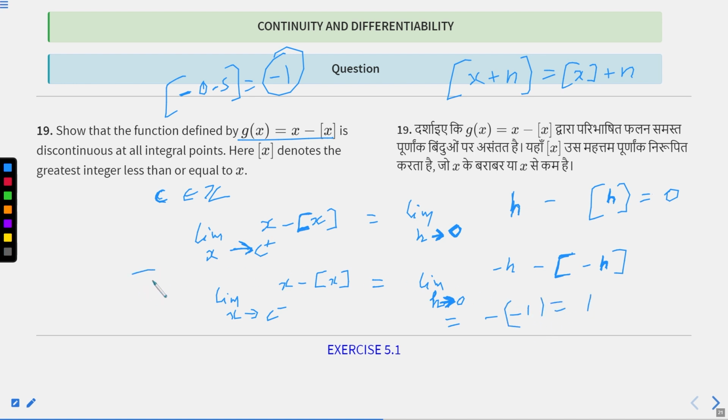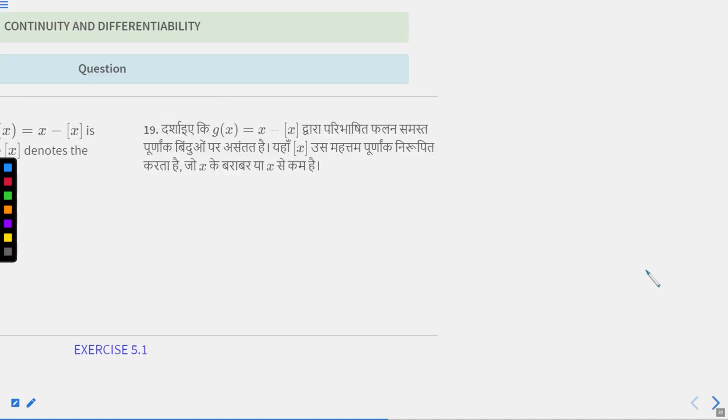So as you can see, not equal. The limit will not be the same. I hope that it is clear. That's why it is discontinuous at all integral points. Clear? We are taking h as any positive number. I hope that it is clear. Let us move to next.